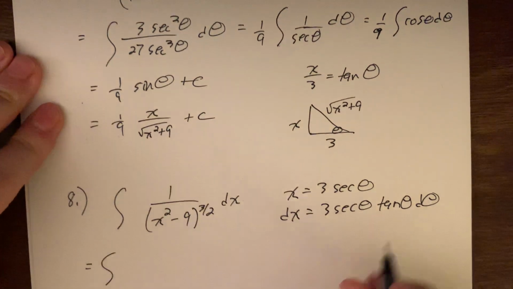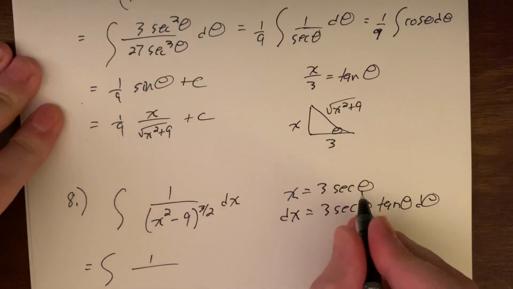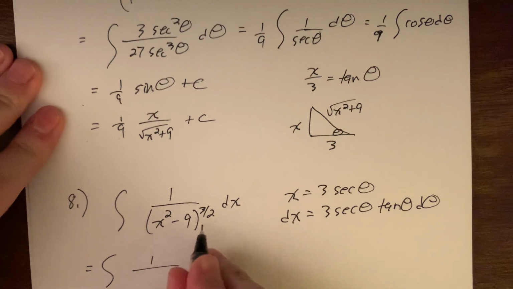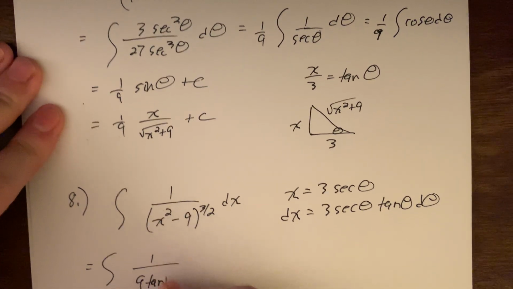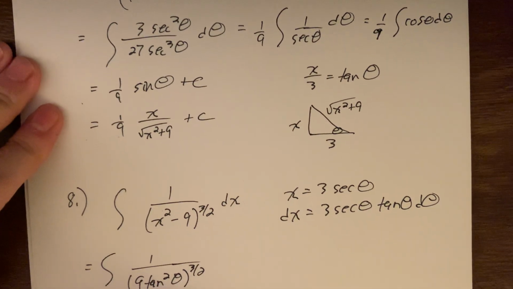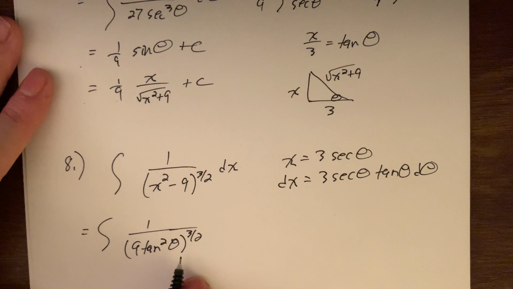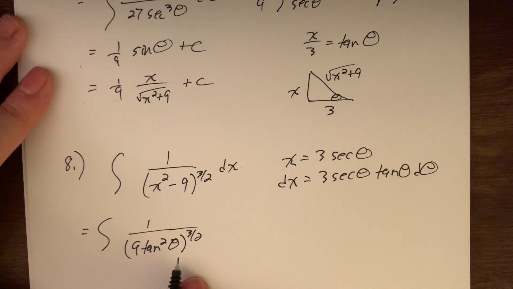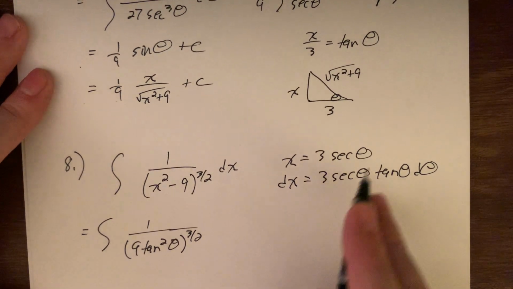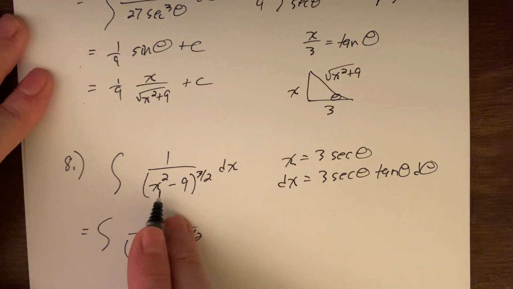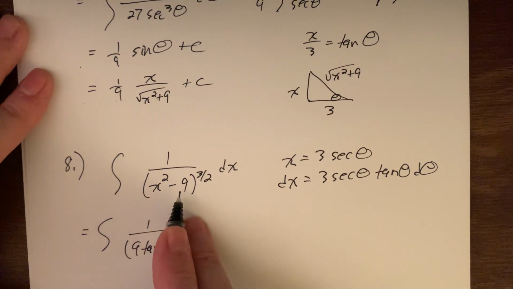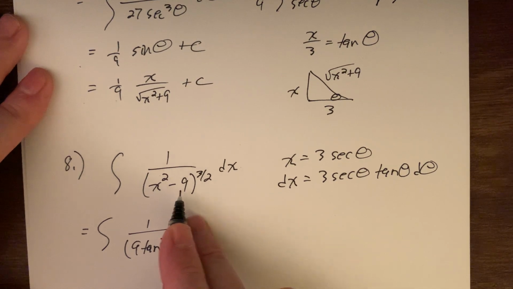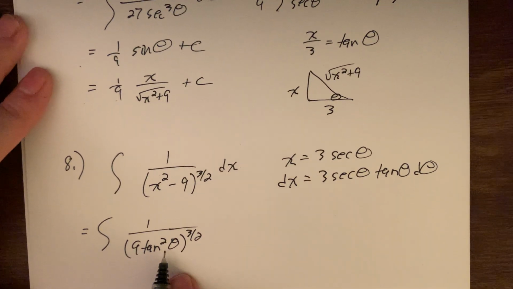So when we plug that in, 1 over 9 secant squared minus 9 to the 3/2. That's going to become 9 tangent squared to the 3/2. And I'm doing the substituting part a little quickly. Again, know yourself. Plug it in, be thorough. 9 secant squared minus 9. Pull the 9 out. Secant squared minus 1 becomes tan squared. And now we're all back on the same page.